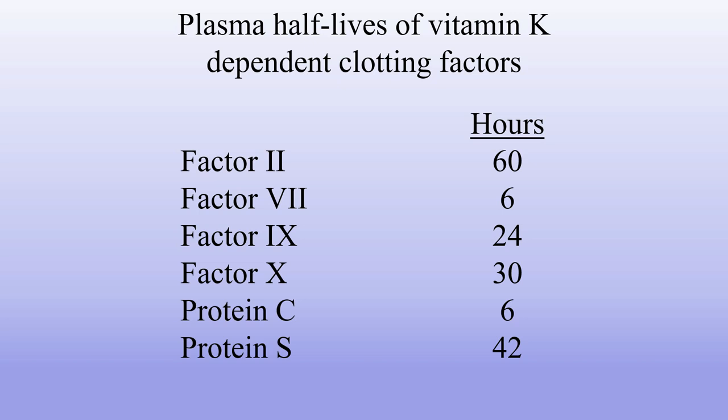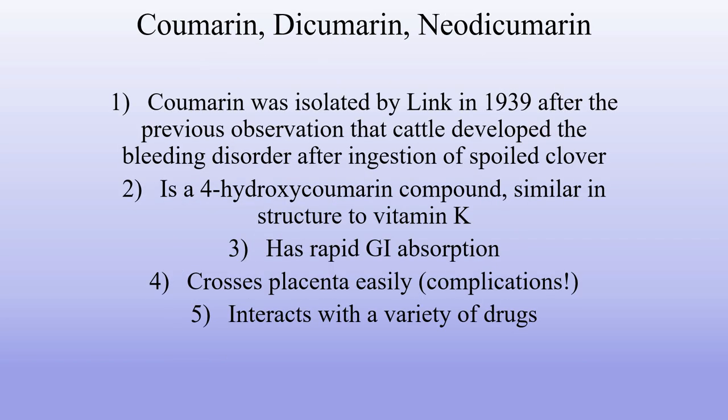Let's start with coumarin, dicoumarin, and neodicoumarin. Coumarin was isolated by Link in 1939 after the previous observation that cattle developed a bleeding disorder after ingestion of spoiled clover. It is a 4-hydroxycoumarin compound, similar in structure to vitamin K, has rapid GI absorption, crosses the placenta easily, so this can cause complications, and interacts with a variety of drugs.